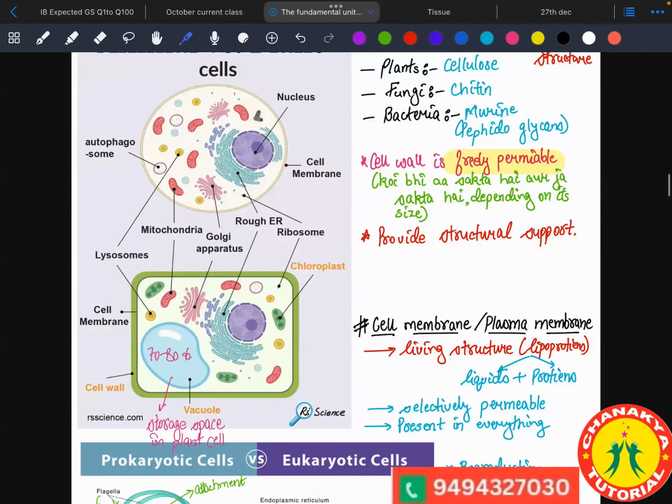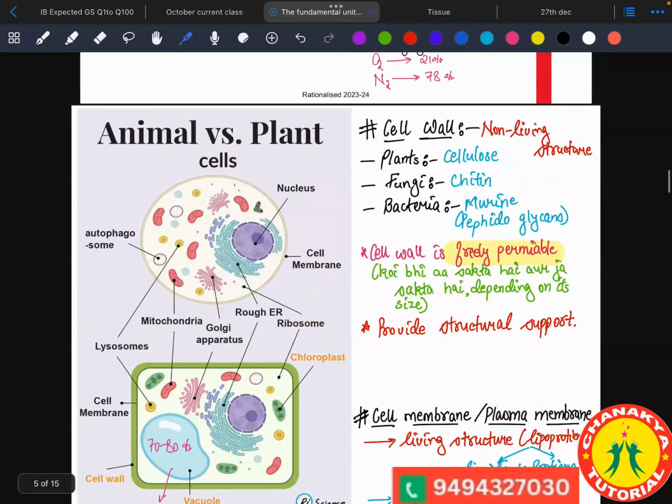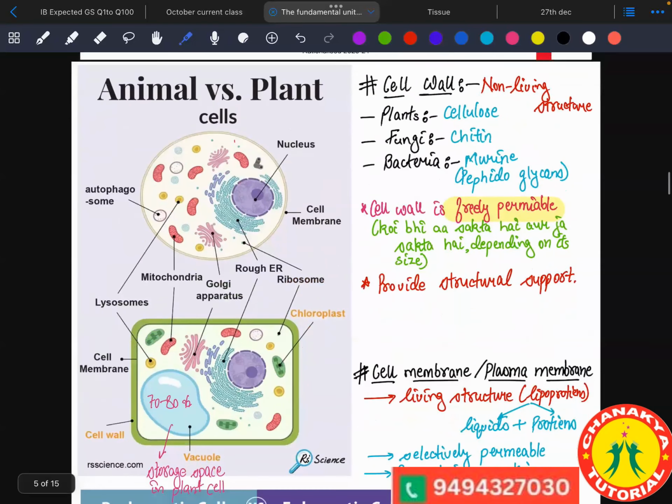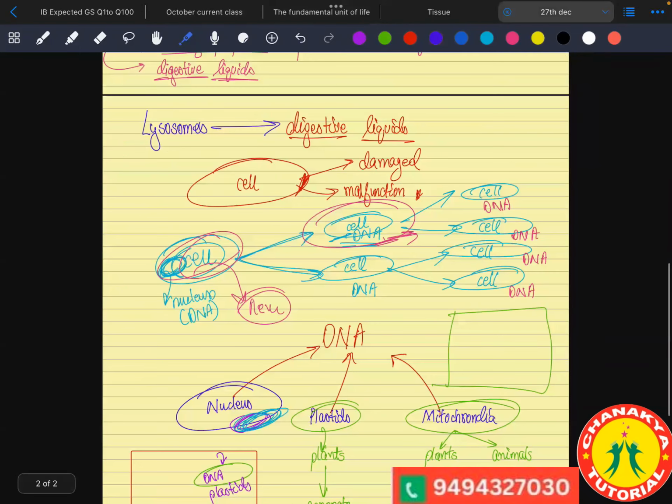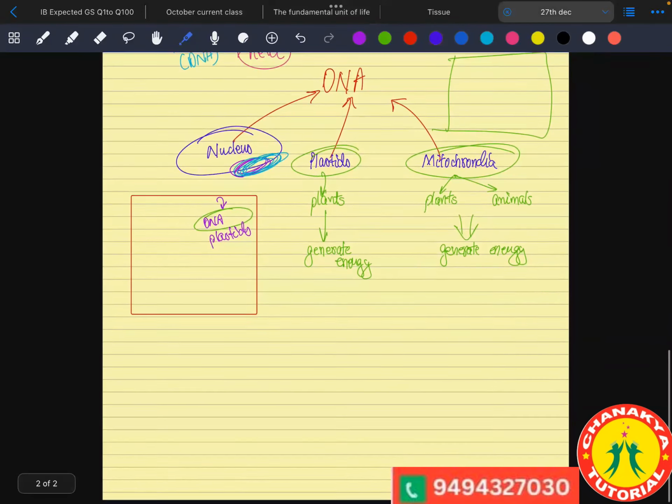Okay, fine. I think now it is clear what the difference between plant and animal cells is. Good. Any more doubts? Anyone?